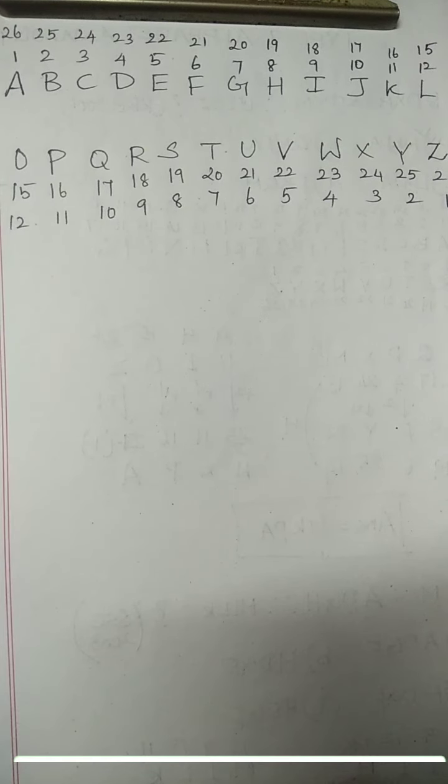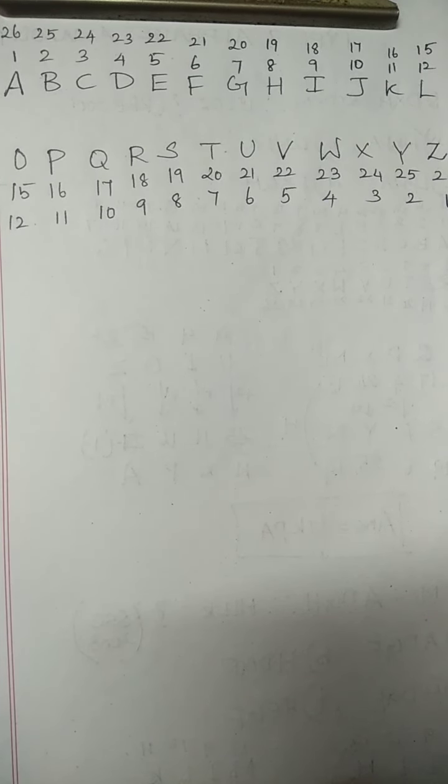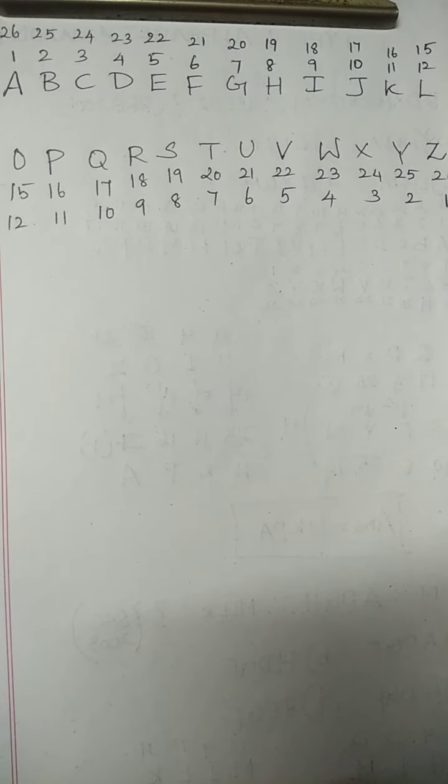We are discussing analogy and its types. There are 9 types. We are discussing the last type, alphabet analogy, type 9. We saw 3 sums in alphabet analogy. Now we are moving to the 4th sum.